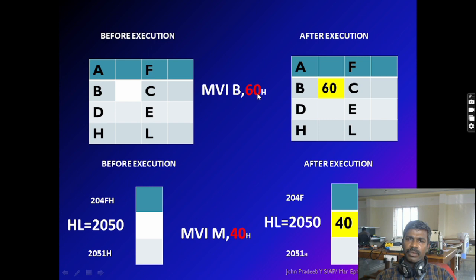So MVI B, 60 means in the B register there is no data. No data means it is 00 or some default value in the B register. After execution, the B register is modified to 60H. Similarly, MVI M, 40H means HL has 2050, which is the memory location. The memory location holds some default value. After execution, the memory location is modified with 40H.